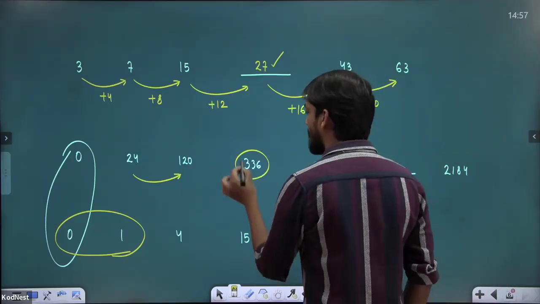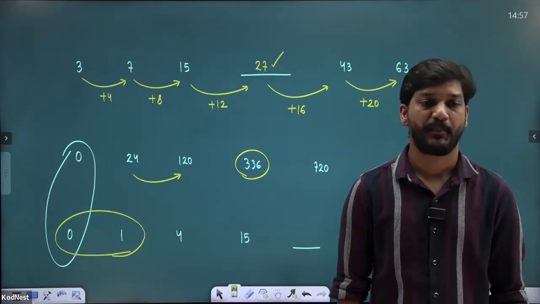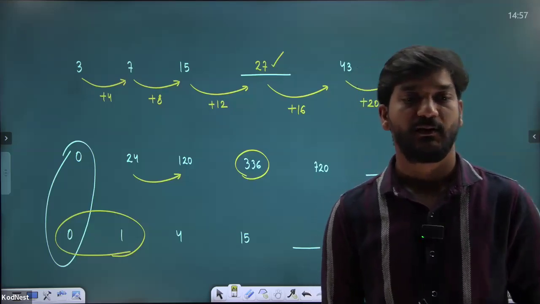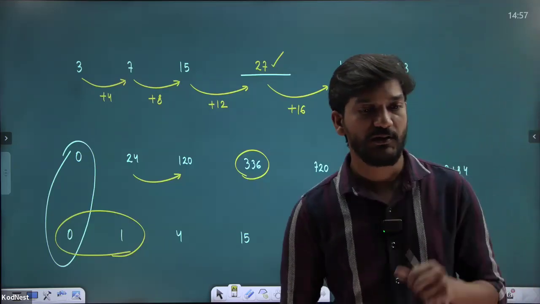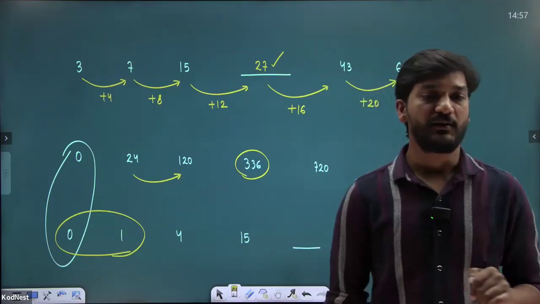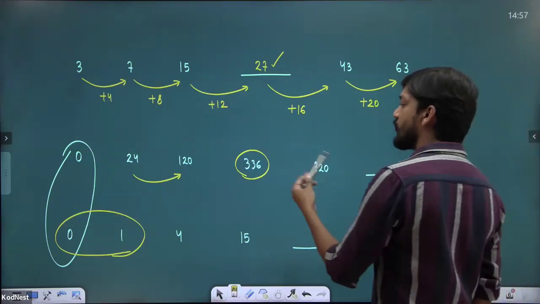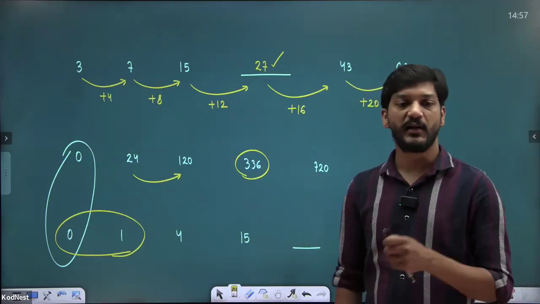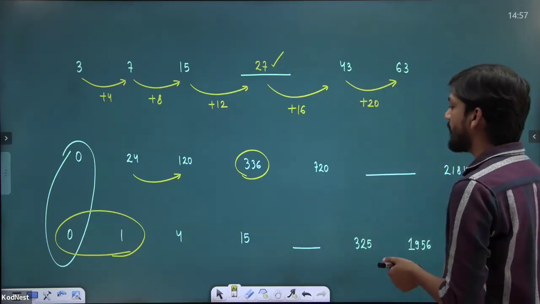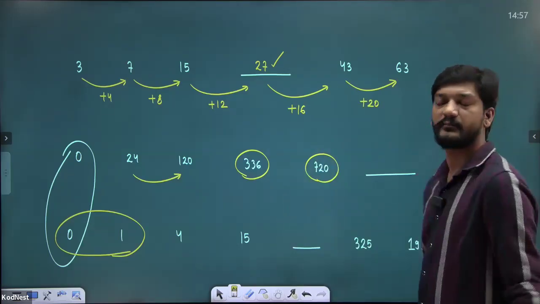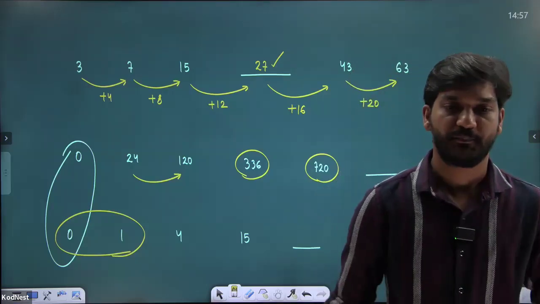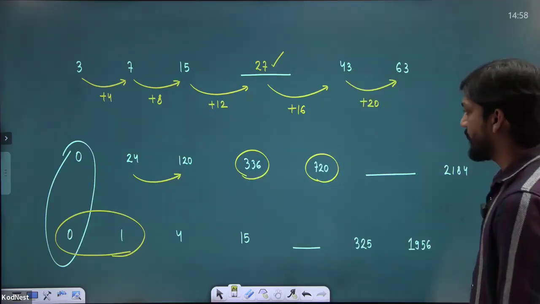Do we have a square near to 336? Okay, 18 square. 18 square how much? 324. 324 plus 12 will give you 336. Which cube is close to 336? 7 cube. 7 cube is 343. Now, anything close to this? 720. Okay, what is that? 9 cube.